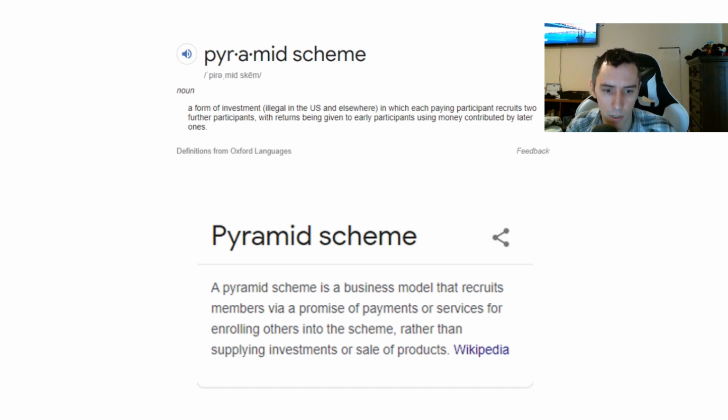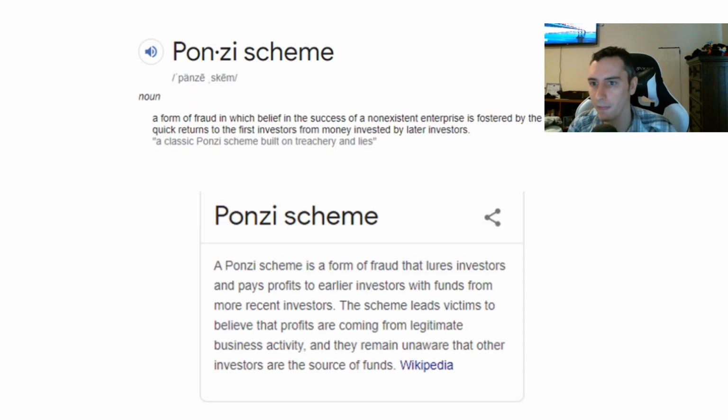So something that you need to keep in mind with this, guys, is, I got to pull up my little thing right here, also the definition of a Ponzi scheme. A Ponzi scheme is known as a form of fraud in which belief in the success of a non-existent enterprise is fostered by the payment of quick returns to the first investors from money invested by later investors.